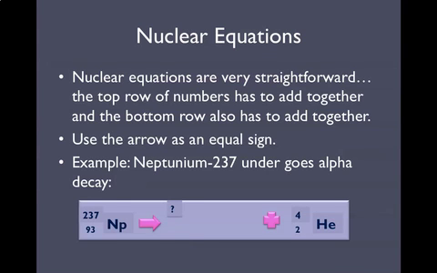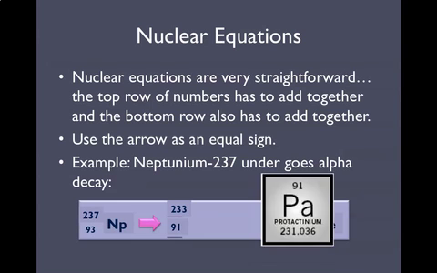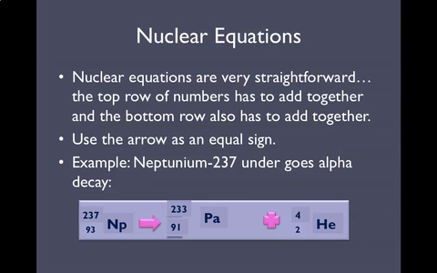So on the top row, I want to know what plus 4 equals 237. That would be 233. Plus 4 makes 237. On the bottom row, I'm going to do the same thing. I want to know what plus 2 makes 93. So the answer is 91. I look up on the periodic table, and number 91 is Pa. It doesn't matter that the mass numbers are not the same here, because remember, the periodic table shows the average mass number. So I am done. That's all I had to do.